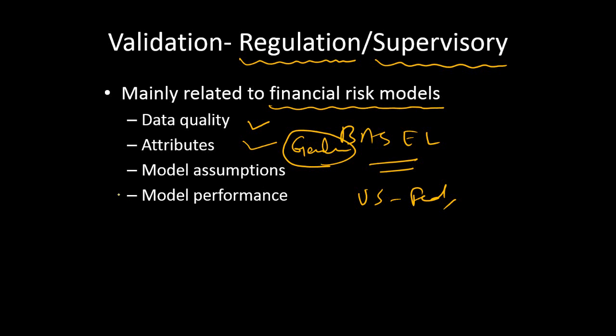Then a model has to be validated against a number of assumptions given out by the regulators. Performance, as we have already seen, is also an important factor for the regulators. So they have some benchmarks. So the model has to perform well with respect to the benchmarks, right? So these are certain validations that one needs to do for financial risk models and models which are under regulators.